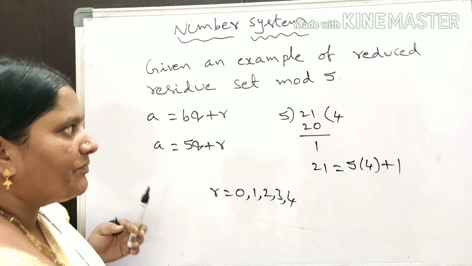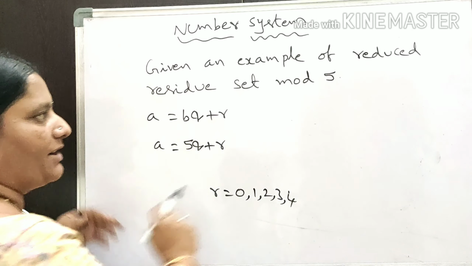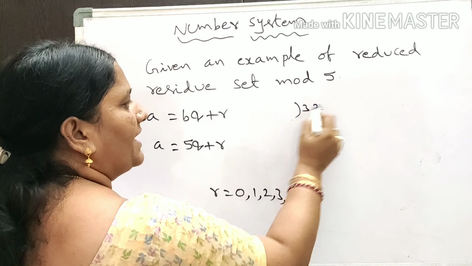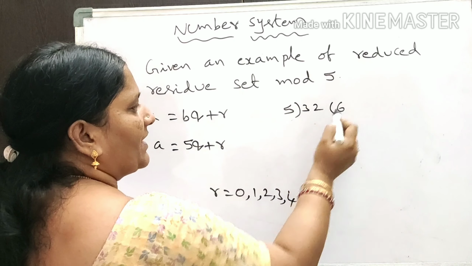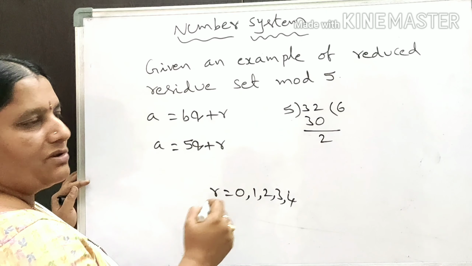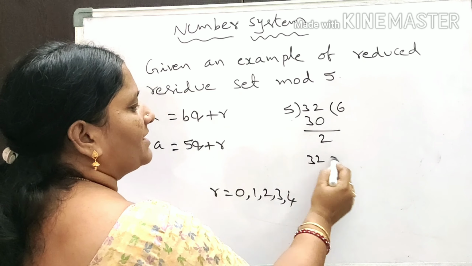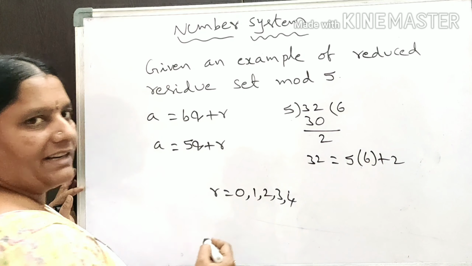And coming to 32: consider the number 32. When 32 is divided by 5, quotient is 6 and here it is 30, remainder is 2. So we can write 32 is equal to 5 into 6 plus remainder 2.